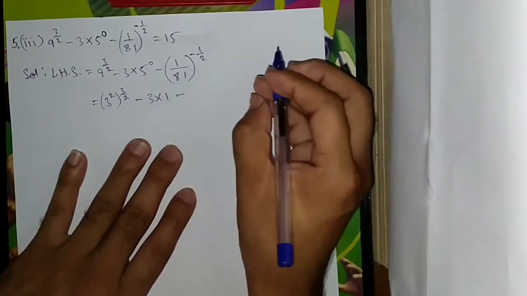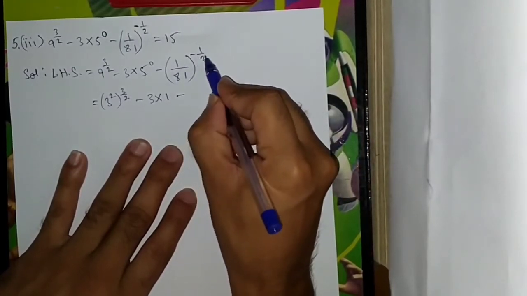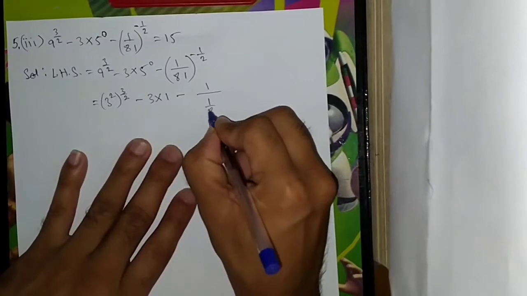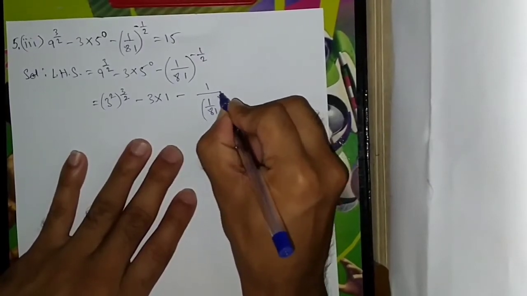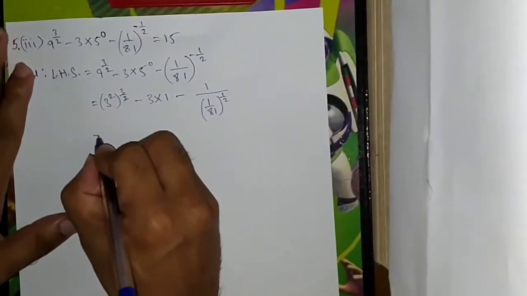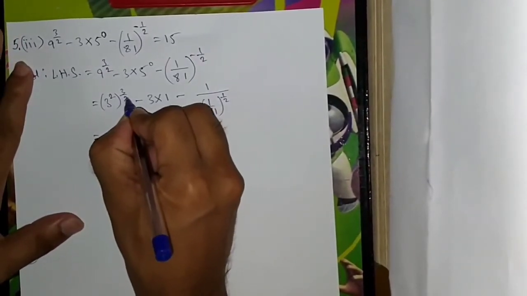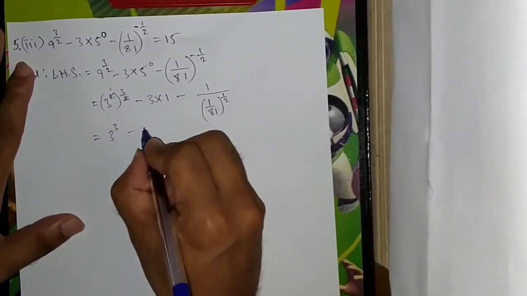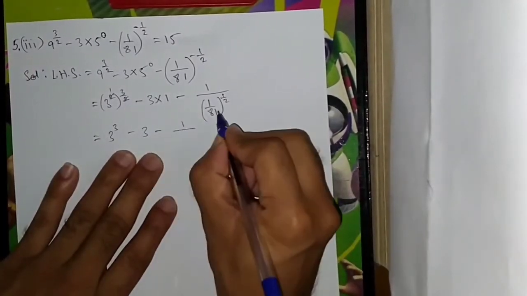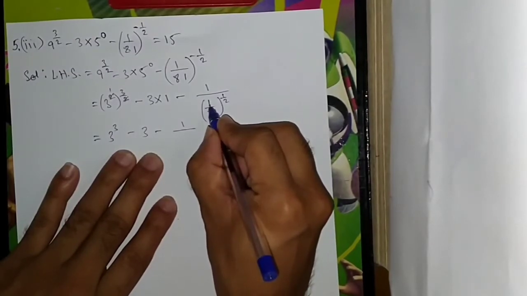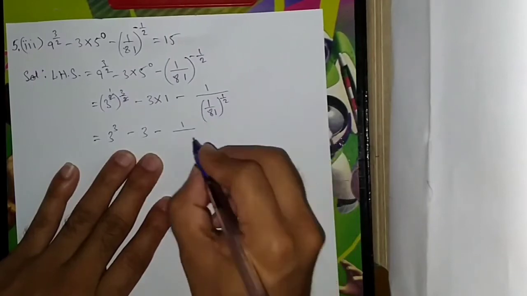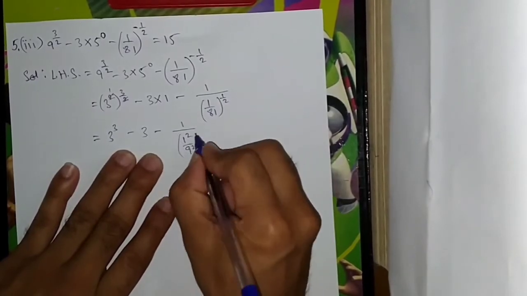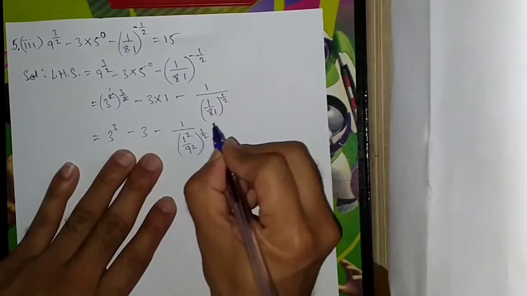1 by 81 to the power minus 1 by 2. The negative power means reciprocal, so 1 divided by 1 by 81 to the power 1 by 2. So this is equal to 3 into 2 into 3 by 2, that is 3 cubed, minus 3 into 1, which is 3, minus 1 divided by 1 square by 9 square, since 81 is 9 square, and 1 is 1 square, to the power 1 by 2.